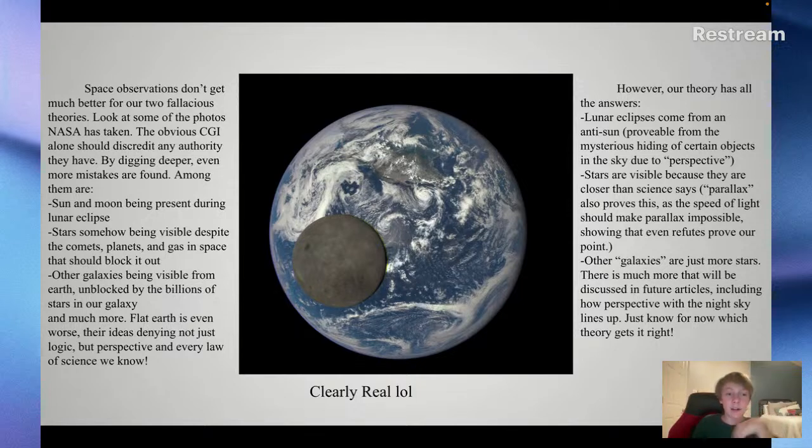Stars are visible because they are closer than science says. Parallax, which they use to try to prove the distance of stars, also proves this, as the speed of light should make parallax impossible. How they get from here to there, how to know the right time, delay, stuff like that. Showing that even refutes prove our point. Other galaxies are just more stars that are in the sky. They're not actually galaxies, not farther away. They're just other stars in the sky that are slightly behind, giving the illusion of a galaxy. There is much more that will be discussed in future articles, including how perspective of the night sky lines up with our theory. Just know for now which theory gets it right.